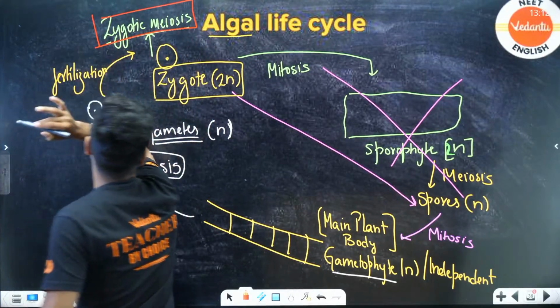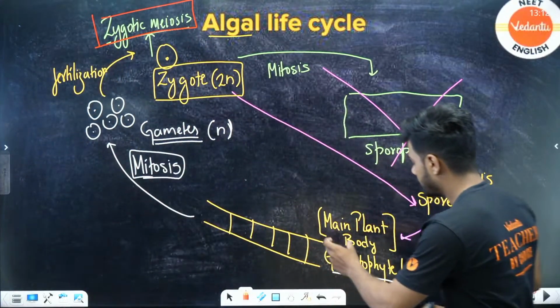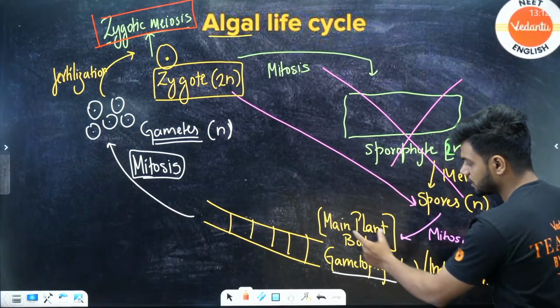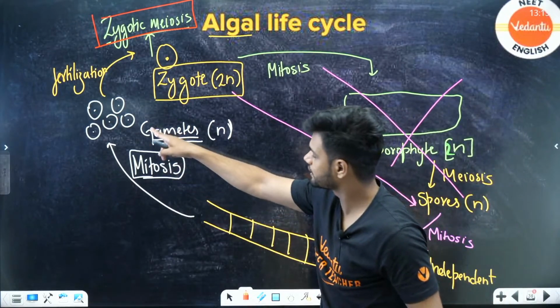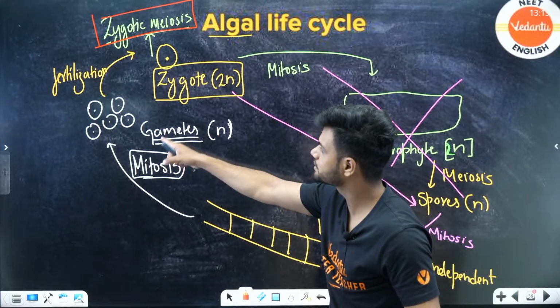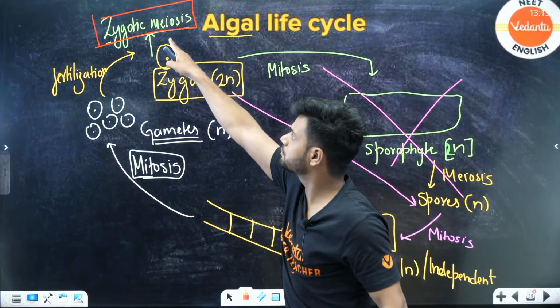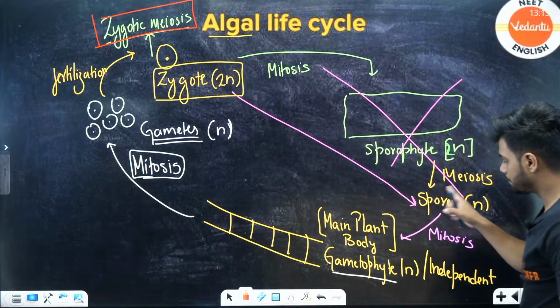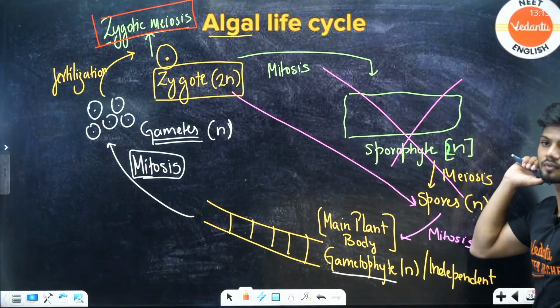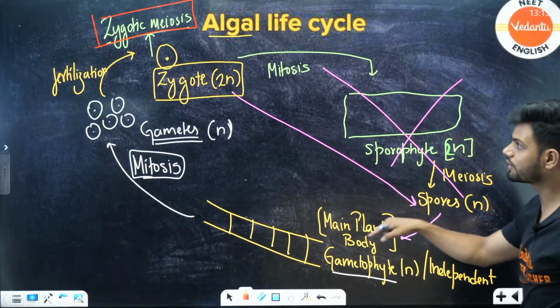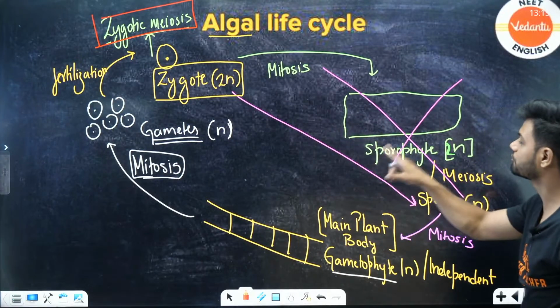Clear? So we have the gametophyte, the main plant body, which undergoes mitosis to produce your gametes. Gametes undergo fertilization to produce the zygote. The zygote undergoes zygotic meiosis to produce spores. Spores undergo mitosis to produce the gametophyte. That's the entire life cycle of your algae.